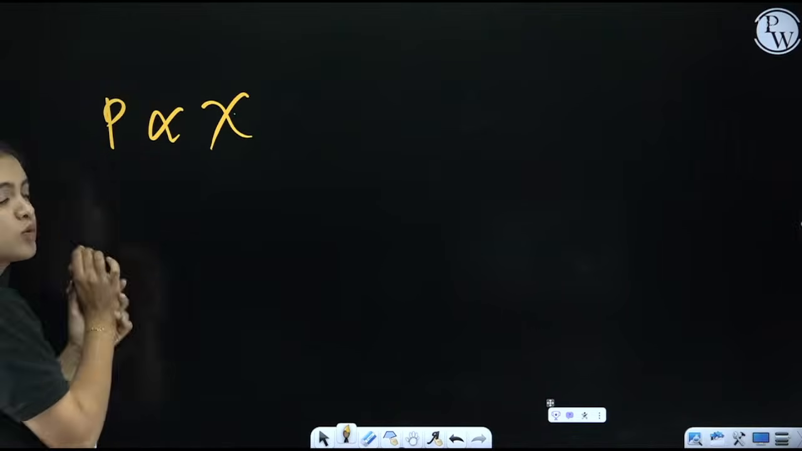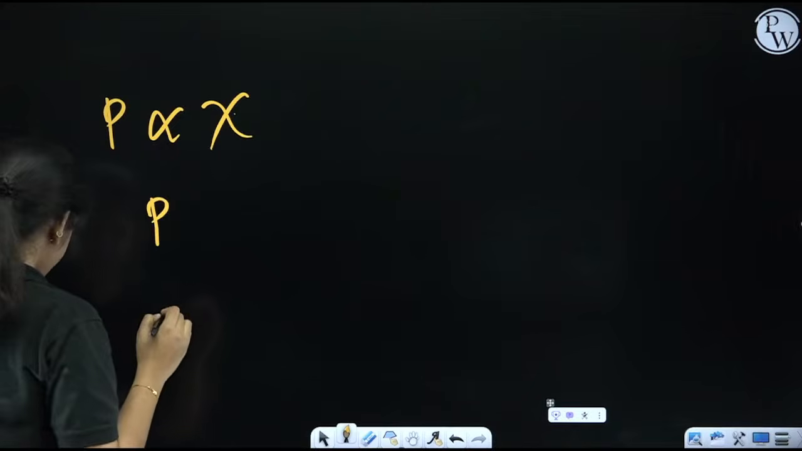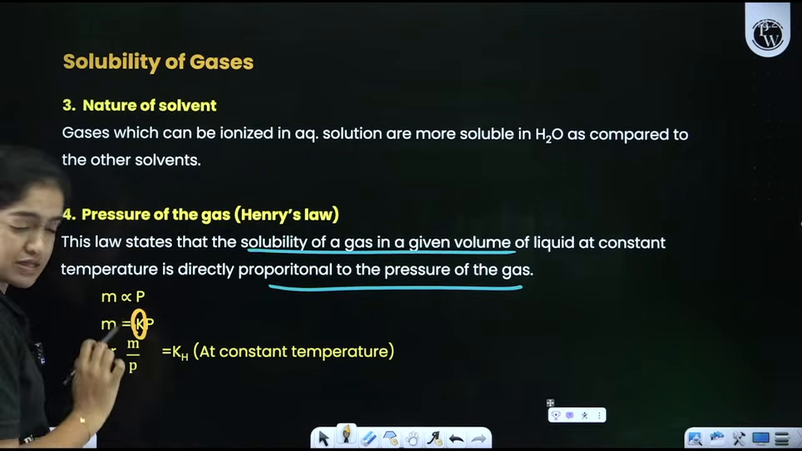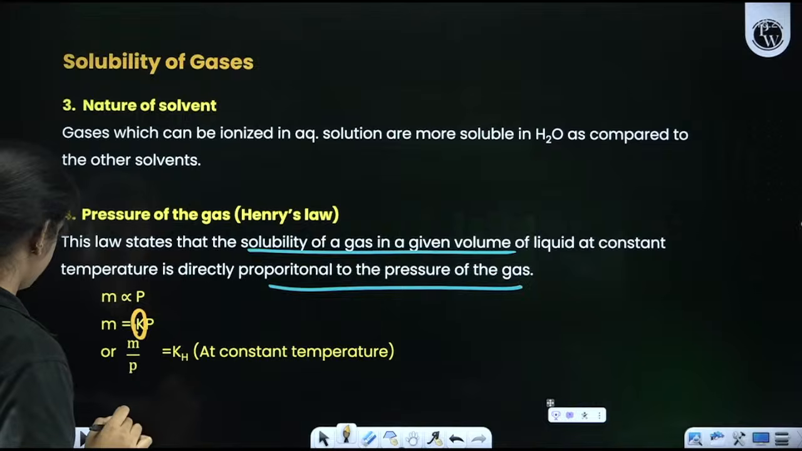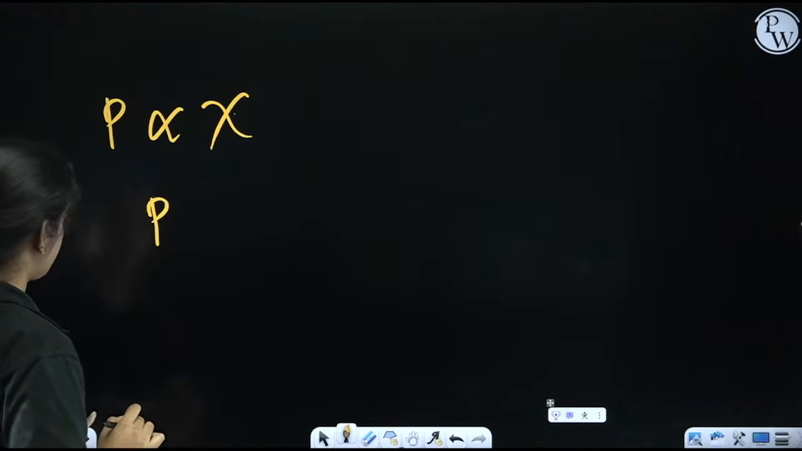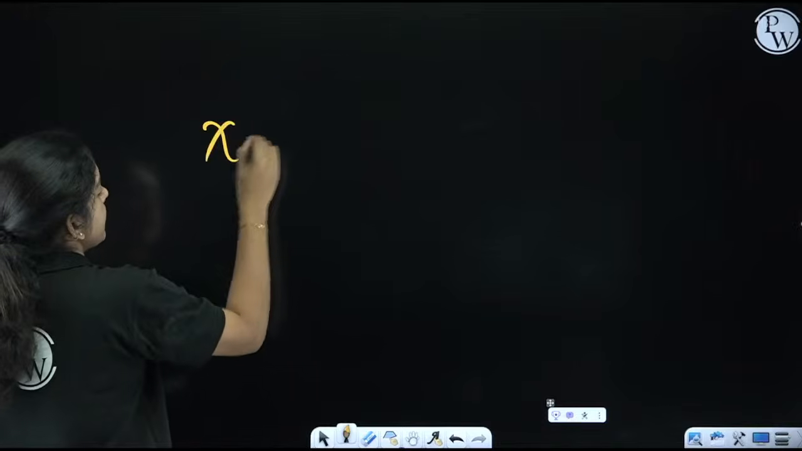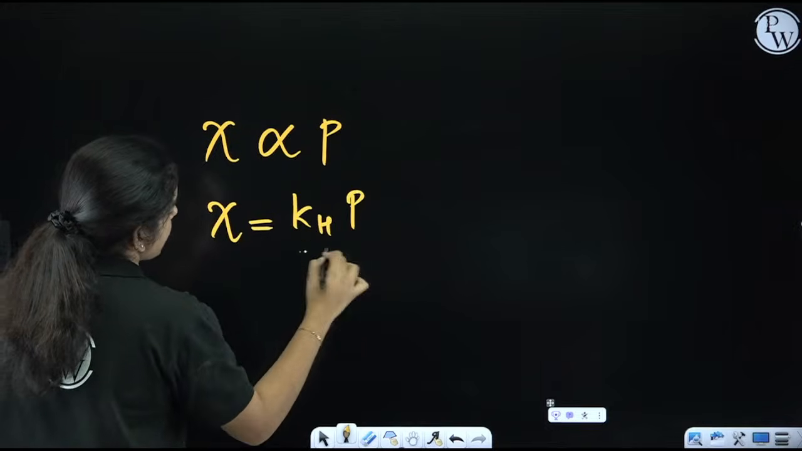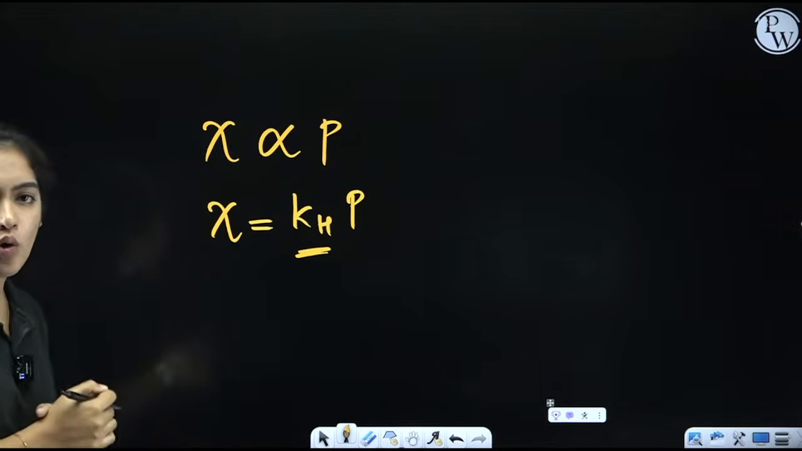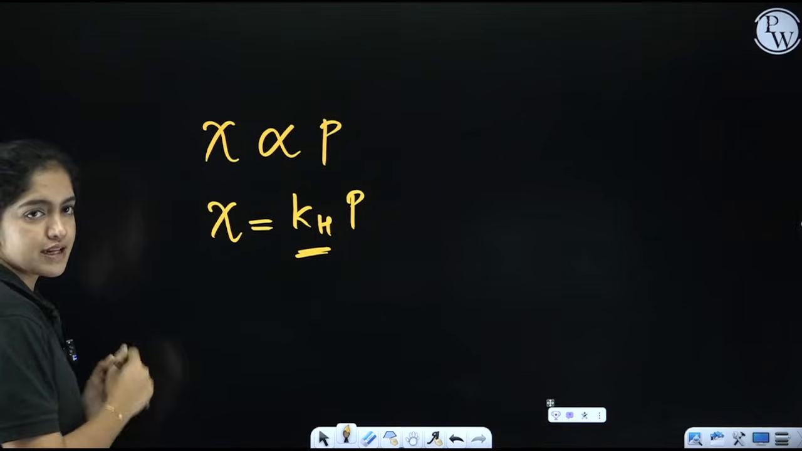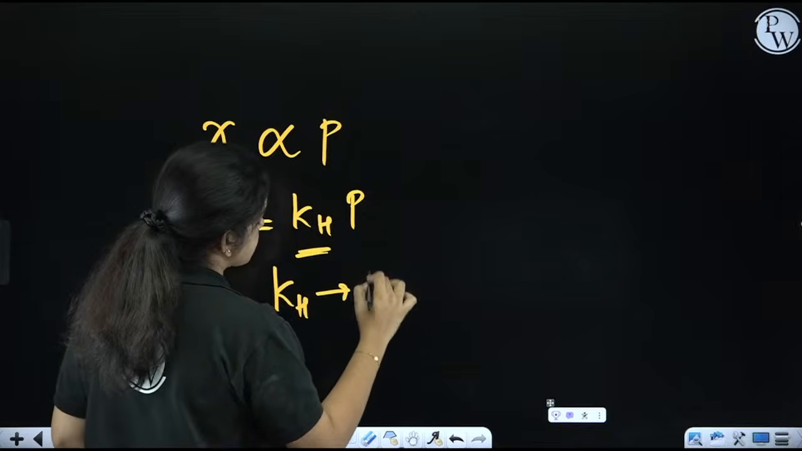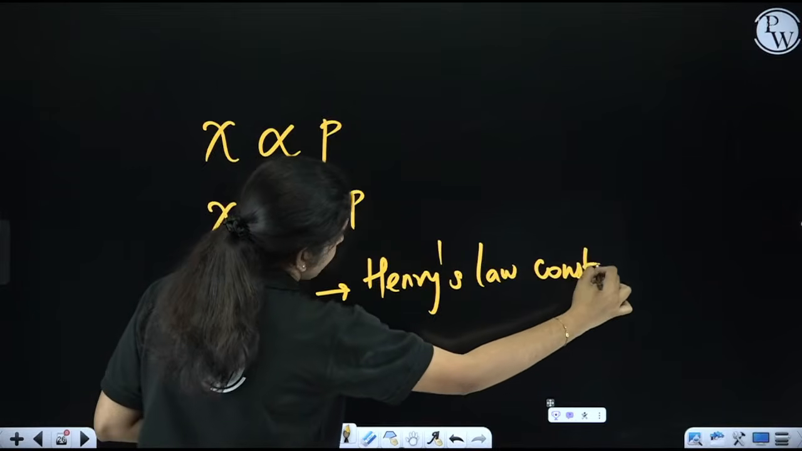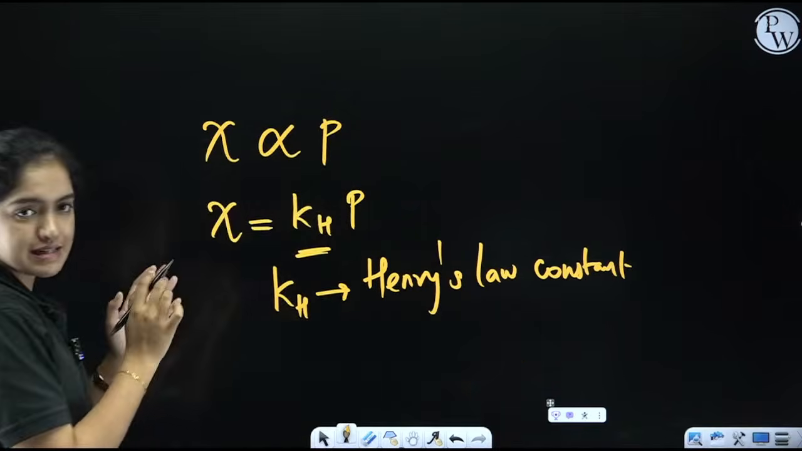Now we are going to remove the proportionality using a constant K. We are going to use a constant K, that is Henry's law constant. Chi is directly proportional to P, so chi equals Kh into P. What is Kh? Kh is known as the Henry's law constant. Why is it Henry's law constant? Because it was discovered by Henry. That's why we are giving the name Kh, Henry's law constant.